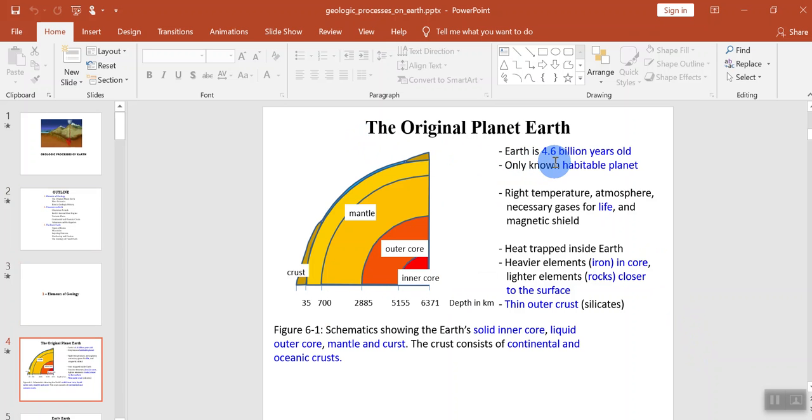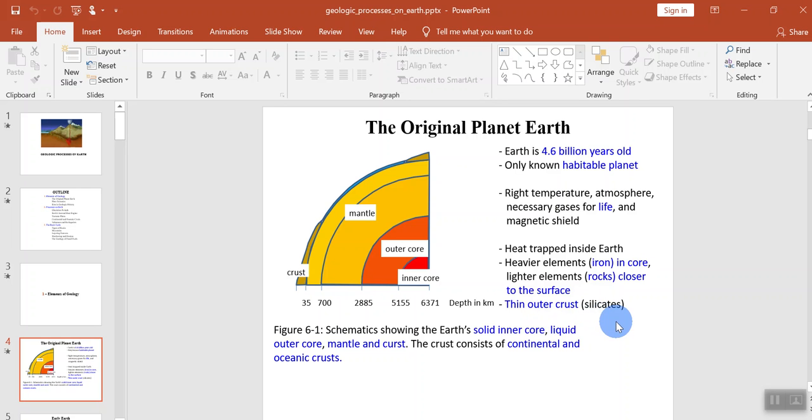Earth is some 4.6 billion years old. It's the only known habitable planet so far. It has the right temperature, atmosphere, and gases for life, and has a magnetic field that shields it against solar wind. The inside is really hot. The core is made out of iron mostly, while the mantle is made out of rocks mostly. There's a thin outer layer of silicates or rocks, the crust.